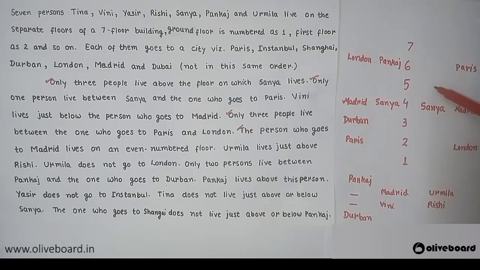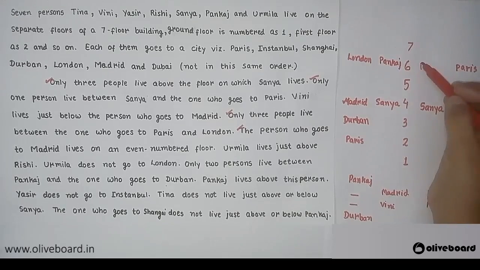Similarly, Pankaj cannot sit on floor 5 because this floor is filled, and Pankaj cannot sit here because Sanya is already living here. And down the line, if we make Pankaj sit on floor 3 or on floor 2, then there will be no place for the person who goes to Durban. So the only possible floor in this case for Pankaj is this 6th floor. And the person who will go to Durban will sit on this floor.